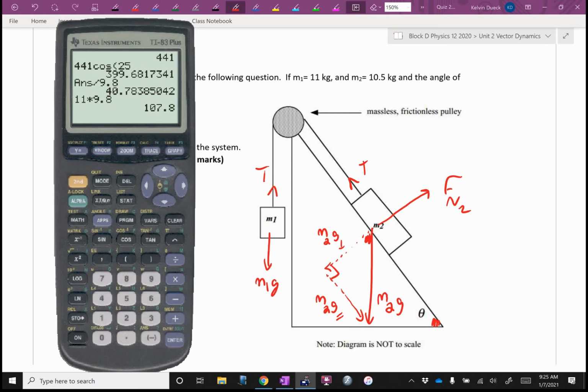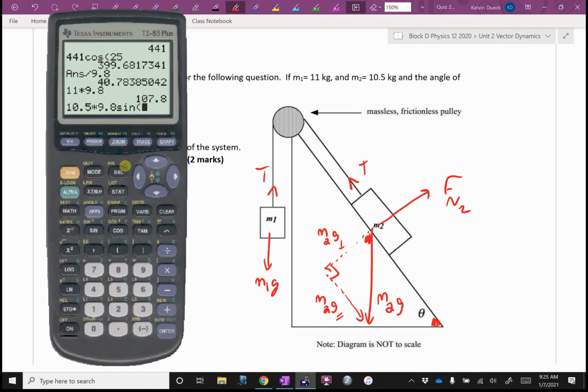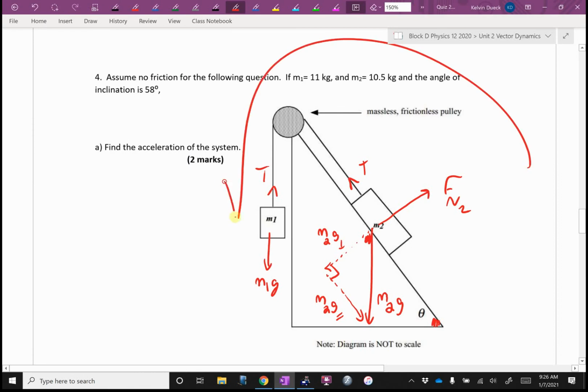And then M2G, 10.5 times 9.8 sine 58. 107.8 is bigger than 87.2. This whole thing is accelerating this way. Now I've got my direction. Who's winning?